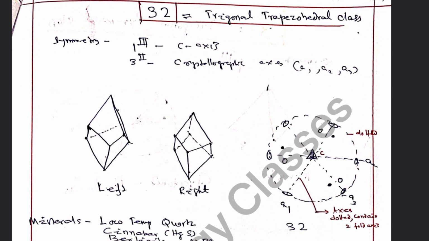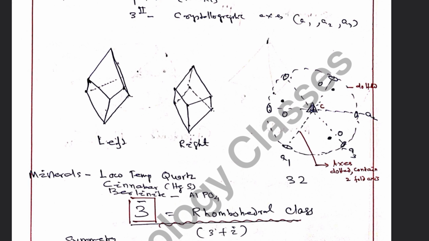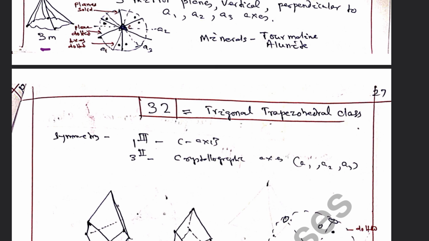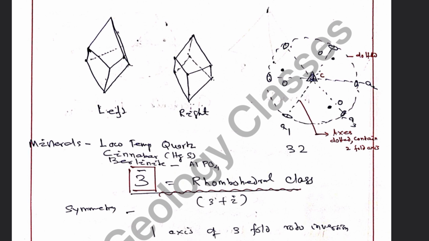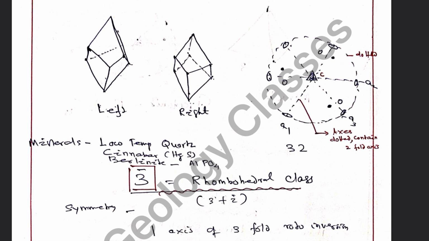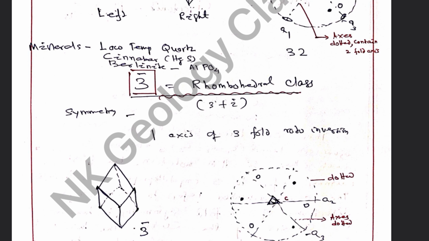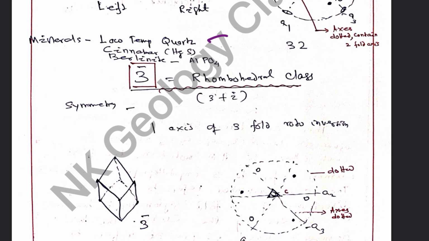In case of trigonal trapezohedral class, there is no center of symmetry, only axial class, and we can get the enantiomorphic forms here, right-handed and left-handed forms, because it is a pure axial class. Low-temperature quartz, cinnabar, berlinite, these are the common minerals which crystallize with this class.